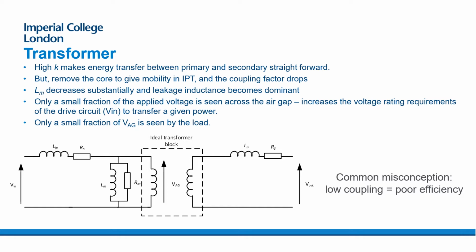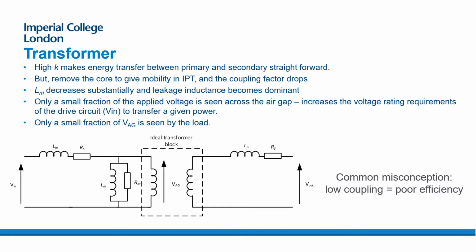Now with an IPT system, it's rather different, because only a small fraction of the input voltage actually appears across the air gap, because now, once we remove the core of the transformer, the leakage inductances start to dominate. The magnetizing inductance, as drawn here, is quite small. The amount of coupled flux is quite small. As I mentioned, in a high frequency IPT system, it could be as low as 5%.